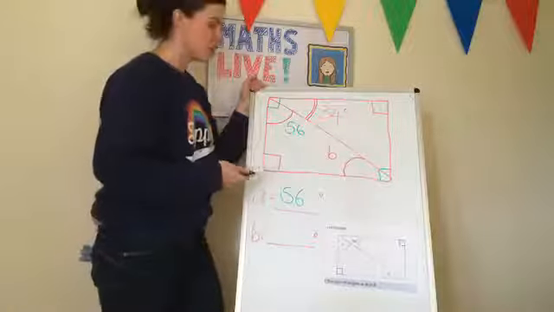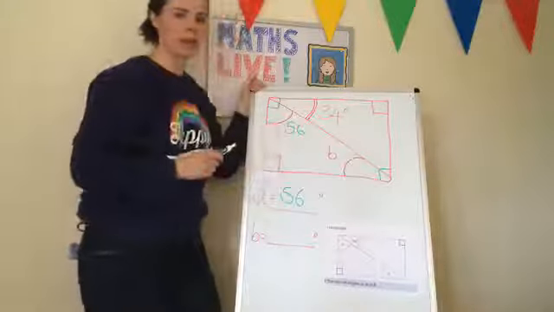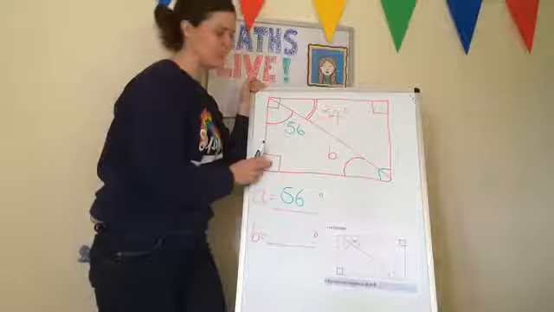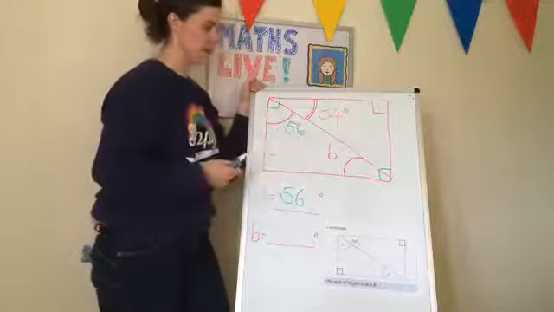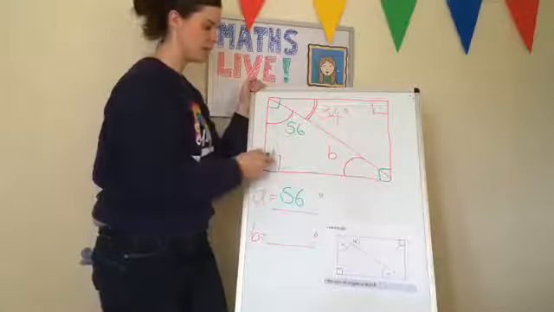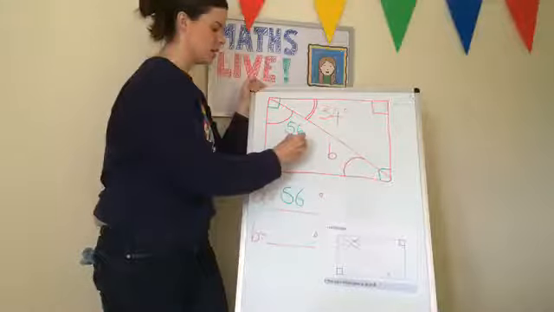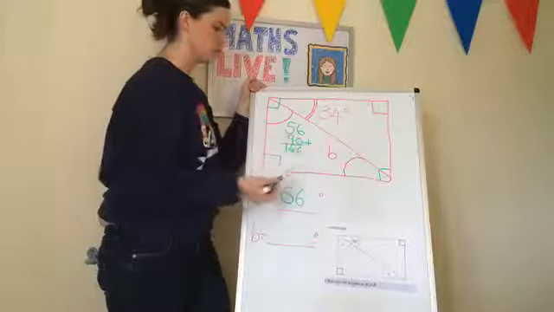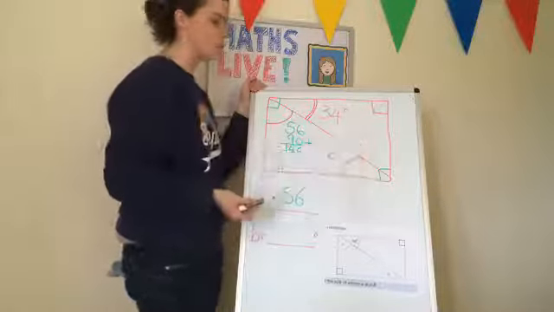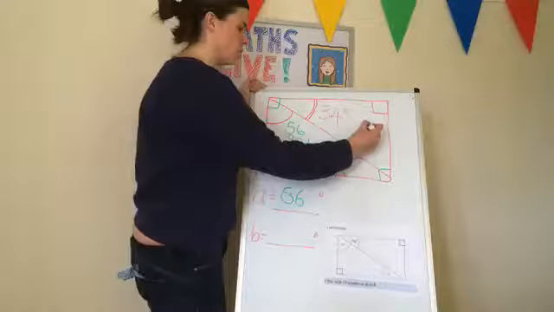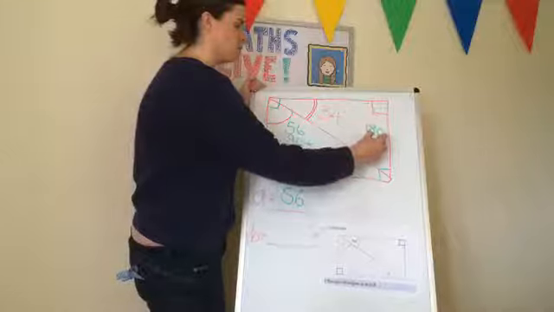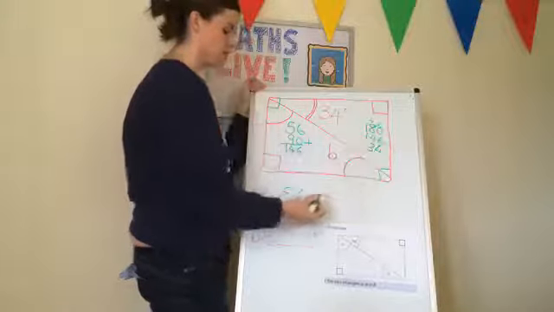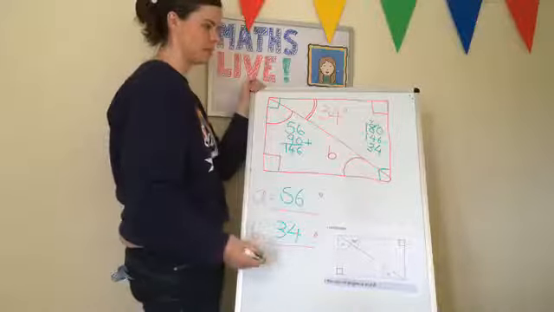Now that you know that, you should be able to find the size of angle B. We've already done this. So this is 56, and this we know is 90. We use those together to find angle B. So we can add that together. So that's 146. We know that angles in a triangle add up to 180. So then we do 180 take away 146. So it's 34 degrees.